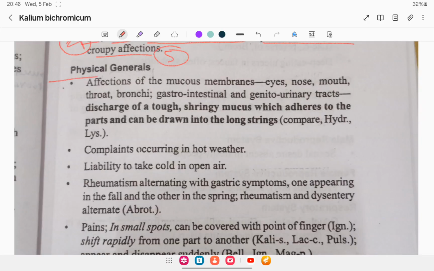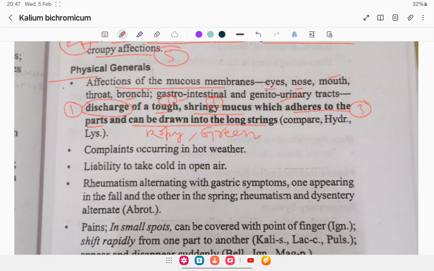About physical characteristic symptoms: affections of mucous membranes, eyes, nose, mouth, throat, bronchi, GI and genitourinary tracts, all mucous membranes. One of the physical characteristics is discharge. The discharge is tough, thick, stringy, mucus-like, ropey, plug-like, green in color, which adheres to the parts and can be drawn into long strings.